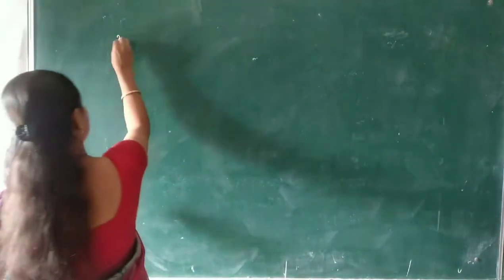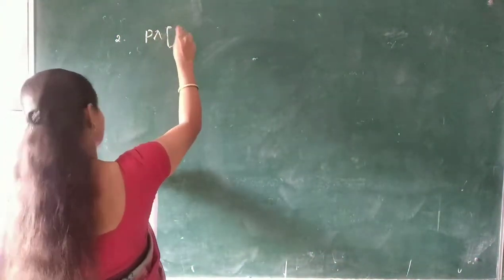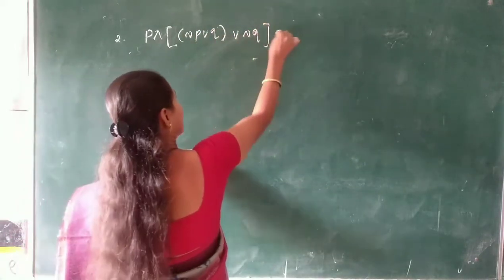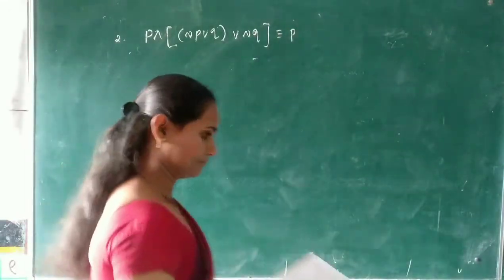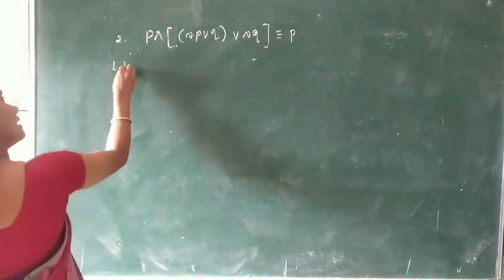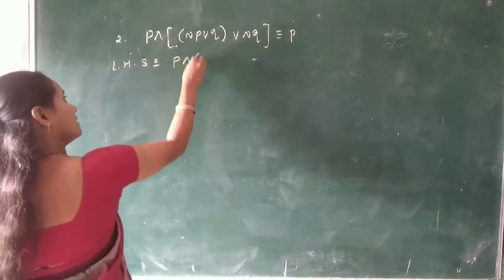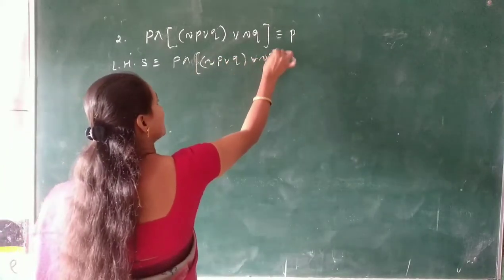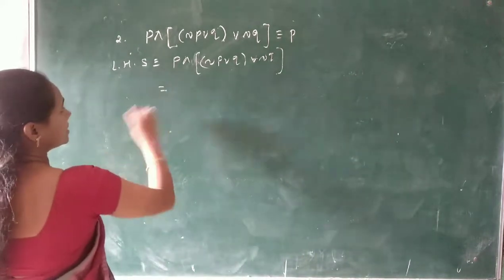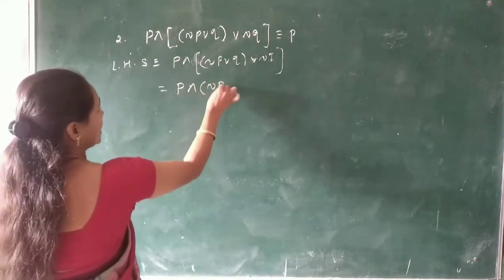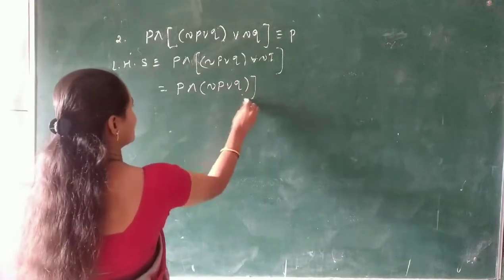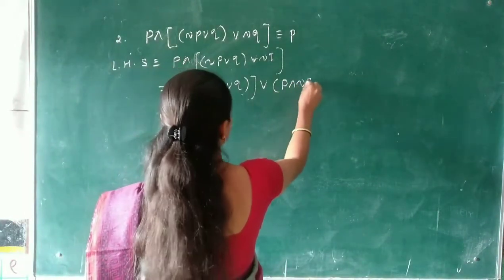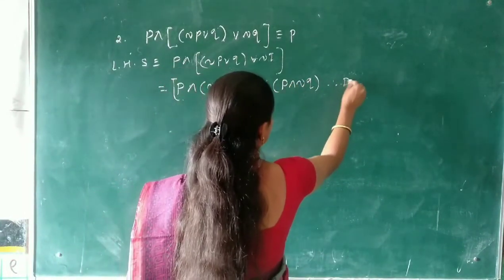P ∧ ((¬P ∨ Q) ∨ ¬Q) which is equivalent to P. So first again consider LHS. P and (¬P or Q) or ¬Q. So first distribute this: P and (¬P or Q), or P and ¬Q, by using distributive laws.